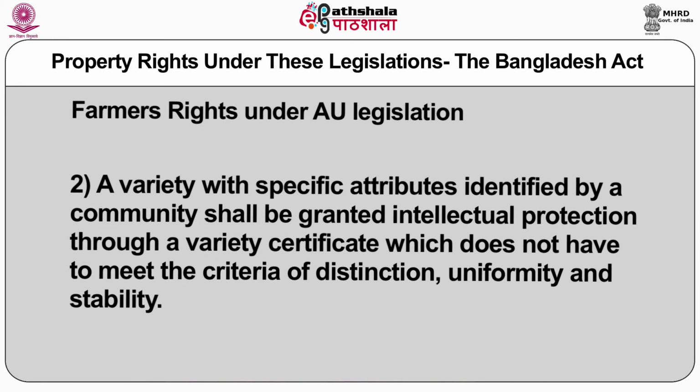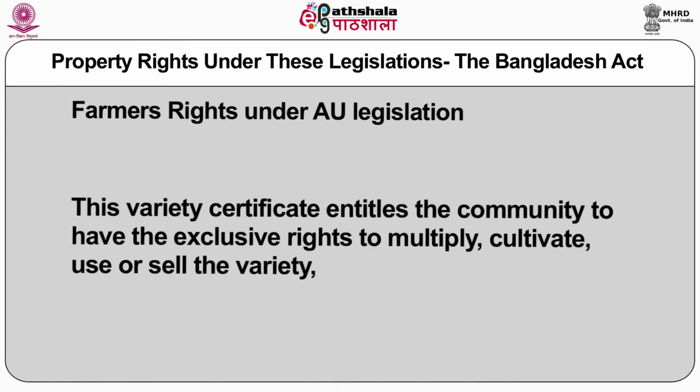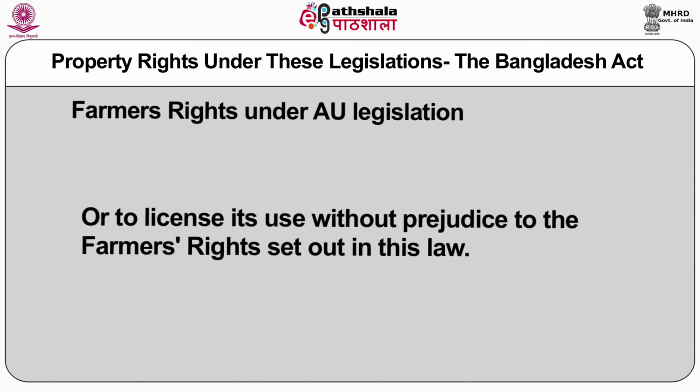Secondly, a variety with specific attributes identified by a community shall be granted intellectual protection through a variety certificate, which does not have to meet the criteria of distinction, uniformity, and stability. This variety certificate entitles the community to have the exclusive rights to multiply, cultivate, use or sell the variety, or to license its use without prejudice to the farmers' rights set out in this law.